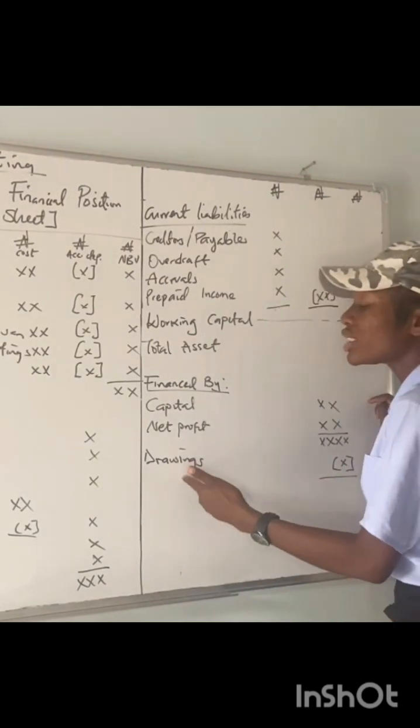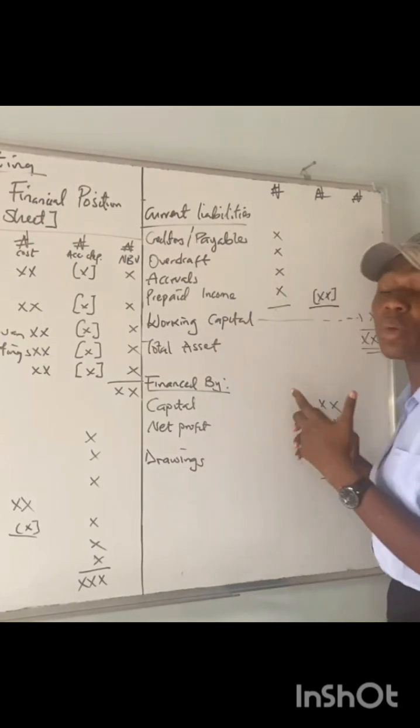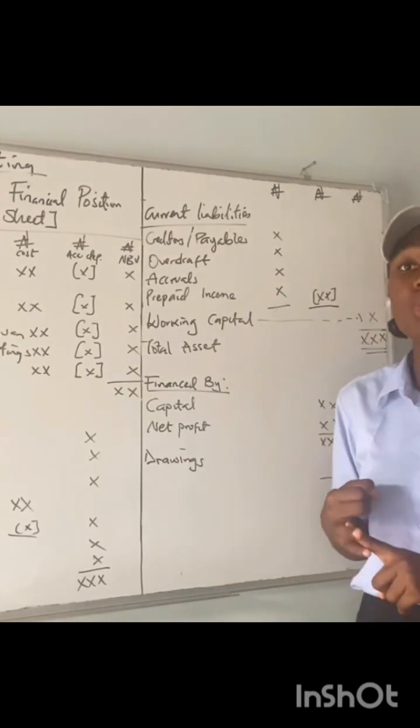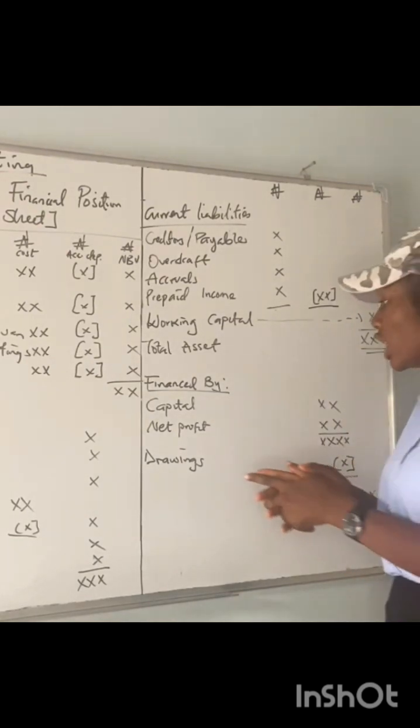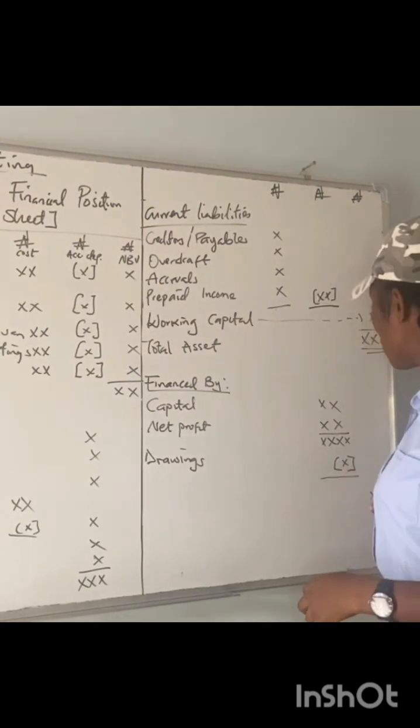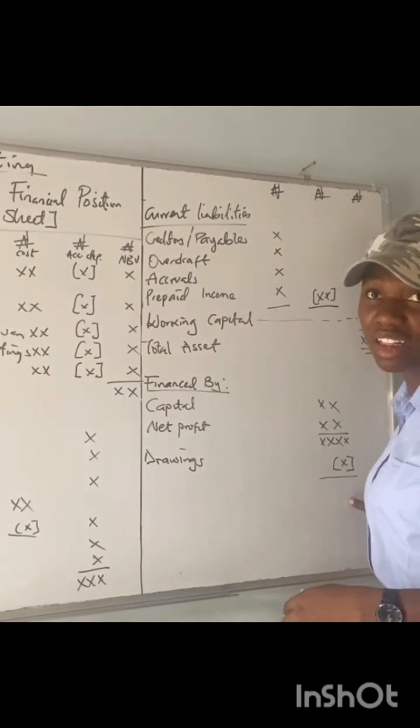And then we'll be deducting drawings. The drawings can be referring to goods that were withdrawn or cash that was withdrawn. The total drawings will be lessed from the value we've gotten. Then we'll be getting the total, the net amount available in the business.